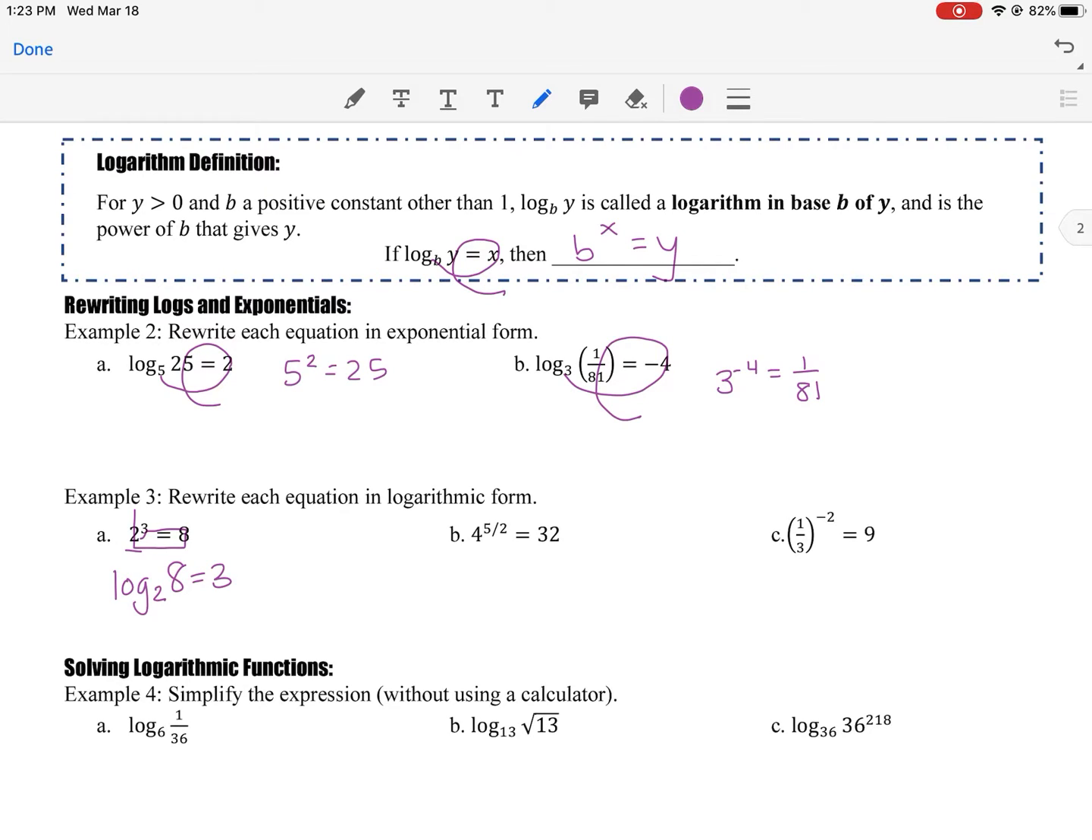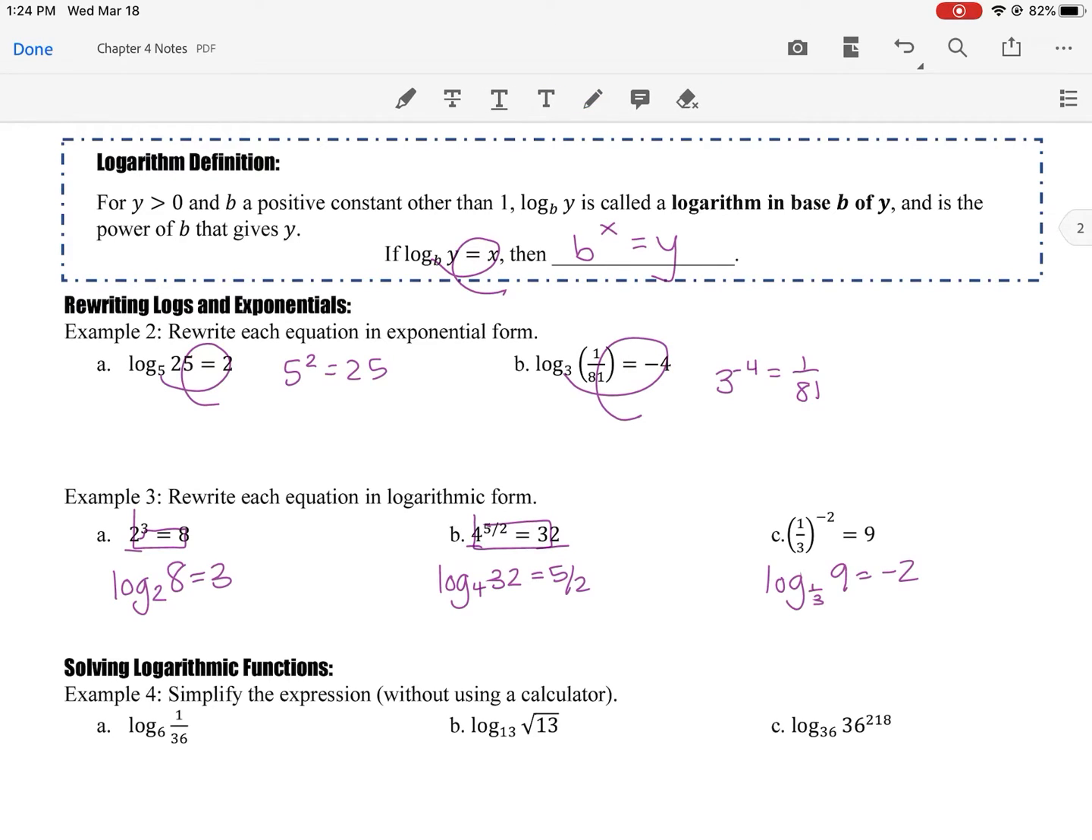So this next one, here our base is 4, our answer is 32, and the exponent is 5 halves. So log base 4 of 32 is equal to 5 halves. On this next one, we get log base a third, and that's still okay, it's still positive, so you can have a fractional base, of 9 equals negative 2.